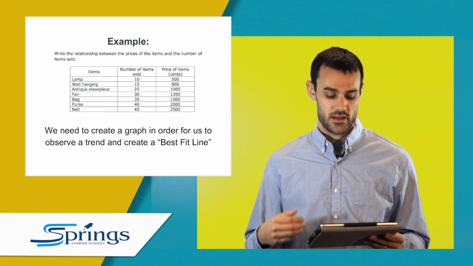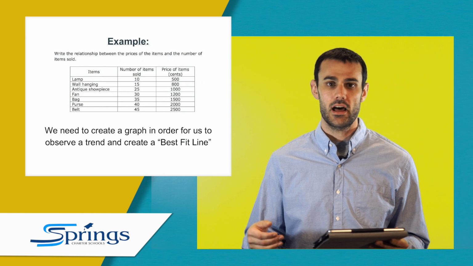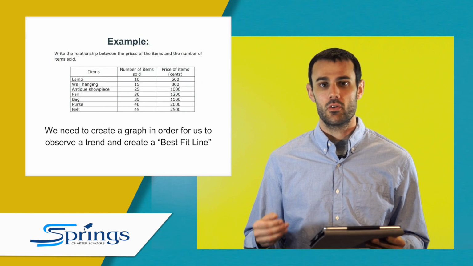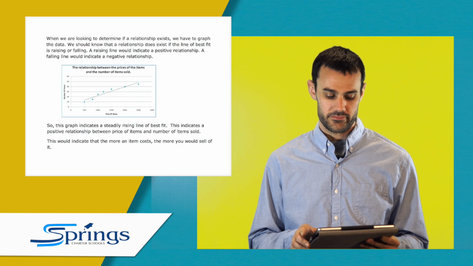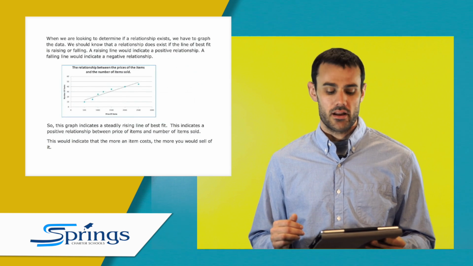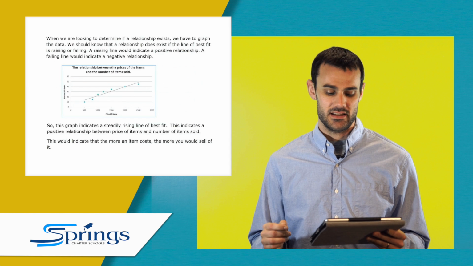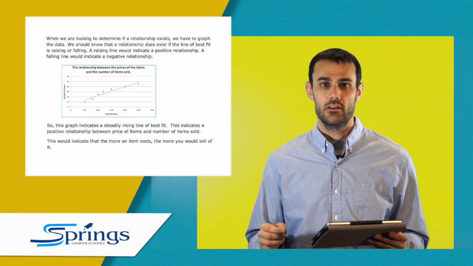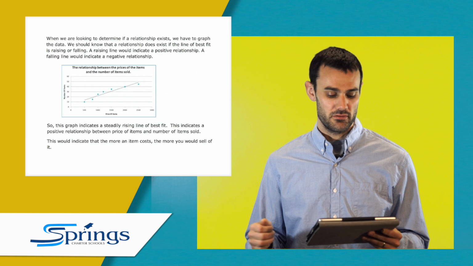So we need to create a graph in order for us to find what we call the best fit line. So we're going to make coordinate pairs and plot this information on a graph. We've gone ahead and plotted things on here for us. When looking to determine if a relationship exists, we have to graph the data. So we've graphed the number of items sold and the cost that they sold for.